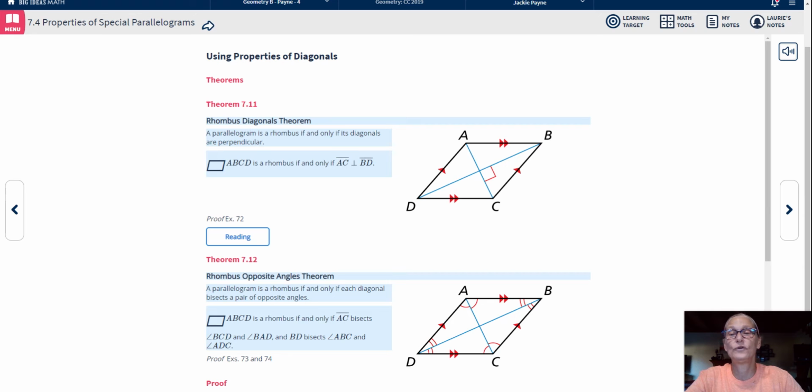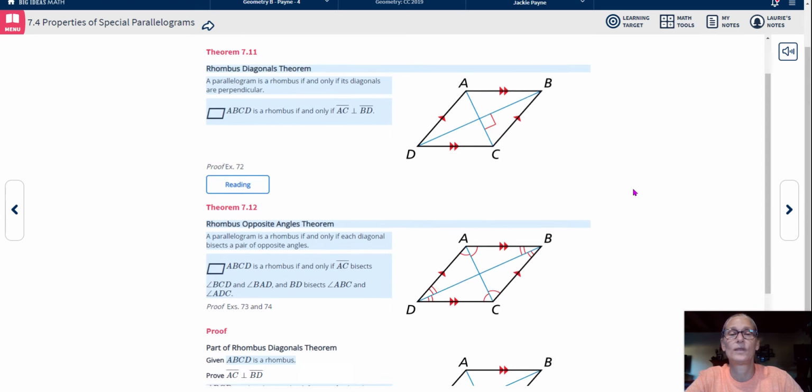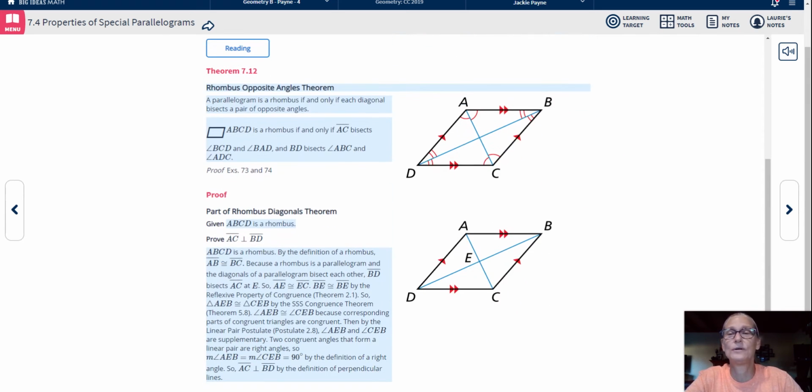Theorem 7.11. So first, a parallelogram is a rhombus if and only if its diagonals are perpendicular. Before, we had parallelograms bisecting them, but now on the inside, they have to be perpendicular. So it's a rhombus if and only if AC is perpendicular to BD. We'll be looking at some slopes on that one.